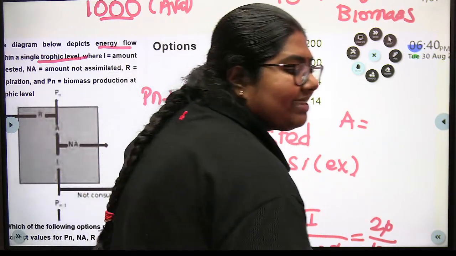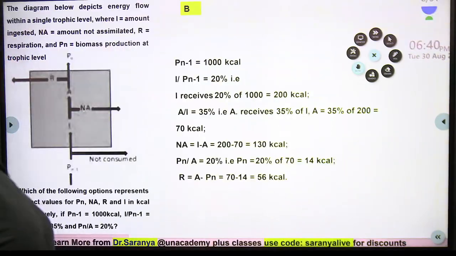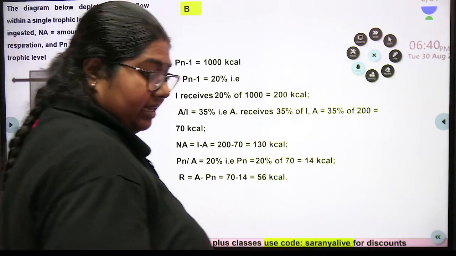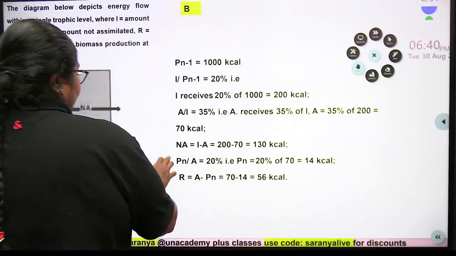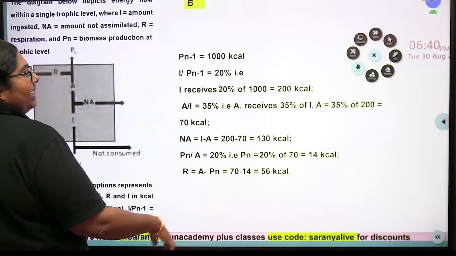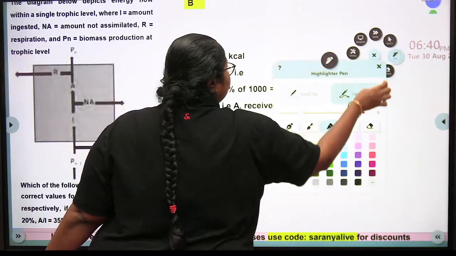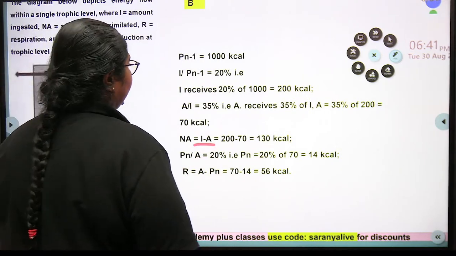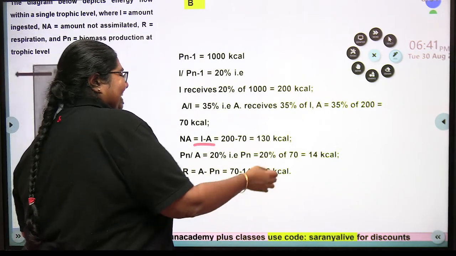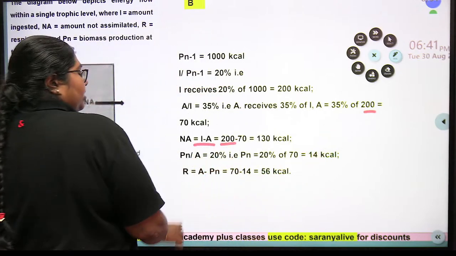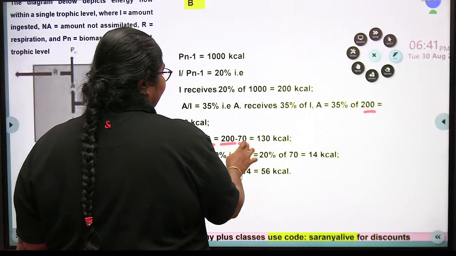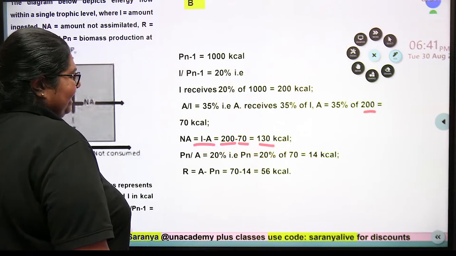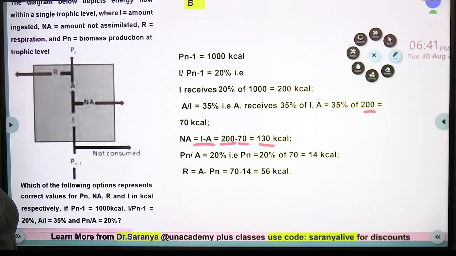If assimilation is going to be 70, they are asking for your not assimilated. So not assimilated is going to be your total minus assimilated. Your total is going to be 200. So 200 minus 70 is 130. Got it? So is it clear now?